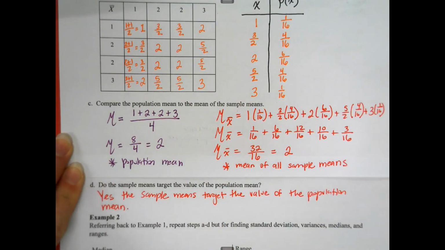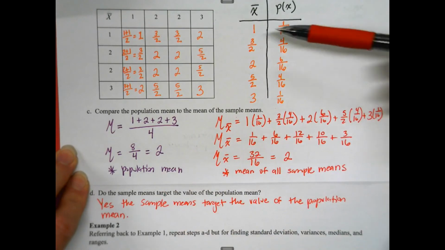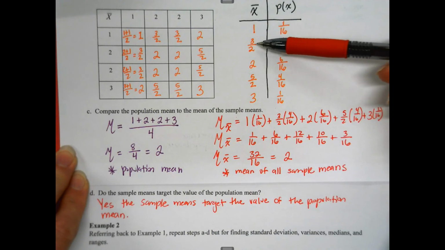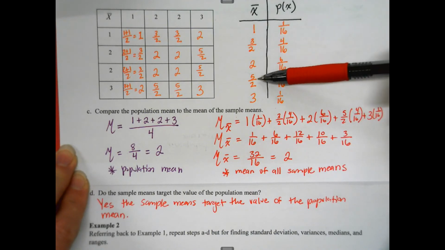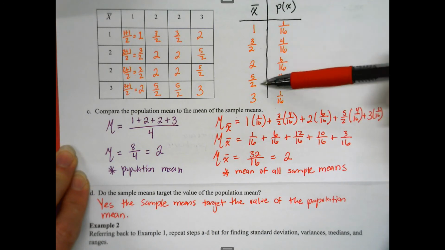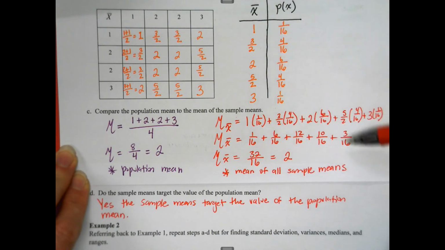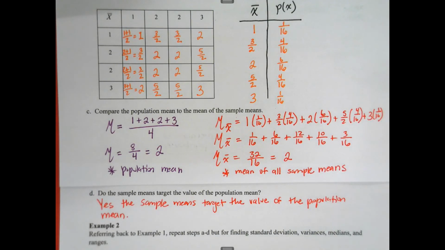If we look at it and we see our population mean is 2, when we look at our possible sample means, we had 1, 1.5, 2, 2.5, and 3. Some of them were equivalent to our population mean. Some of them were a little bit below. Some of them were a little bit above. But overall, because we have some that are below and some that are above, when we average them or take the mean of all of those different sample means, we end up with the exact same mean as our population.